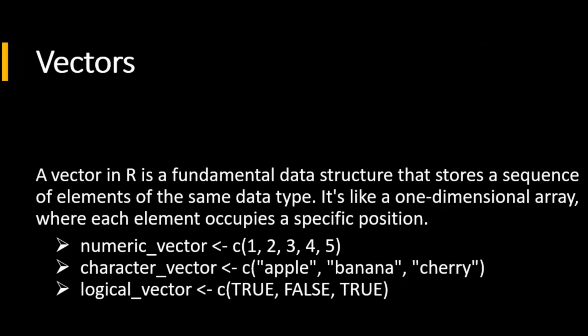Vectors in R. A vector in R is a fundamental data structure that stores a sequence of elements of the same type of data. It is like a one-dimensional array where each element occupies a specific position. We have three kinds of vectors: numeric vectors, character vectors, and logical vectors.